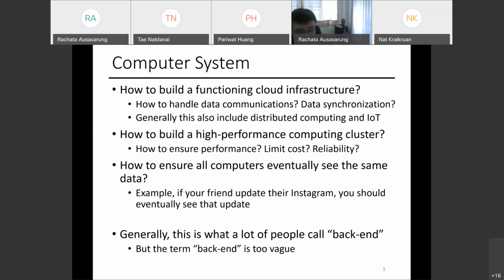Do you mean the libraries? Do you mean how you manage the server? Do you mean how you manage the data inside the computer? Do you mean the database system? Do you mean the storage, the file system? So hopefully in the future, if you hear about backend, maybe you ask, what do you mean by backend? Which part of the system are you talking about? But yeah, generally this is an area where a lot of people would call it backend.